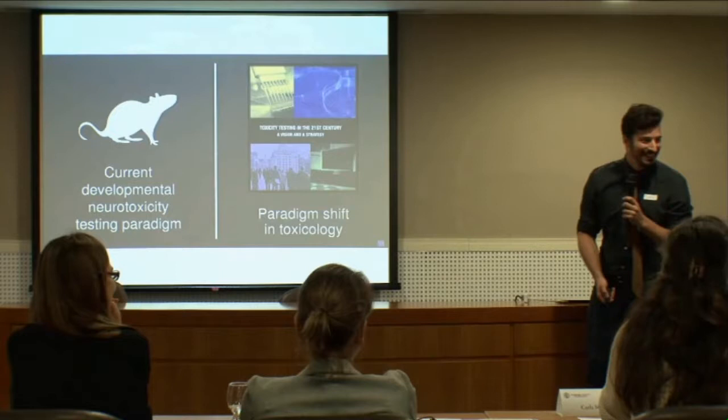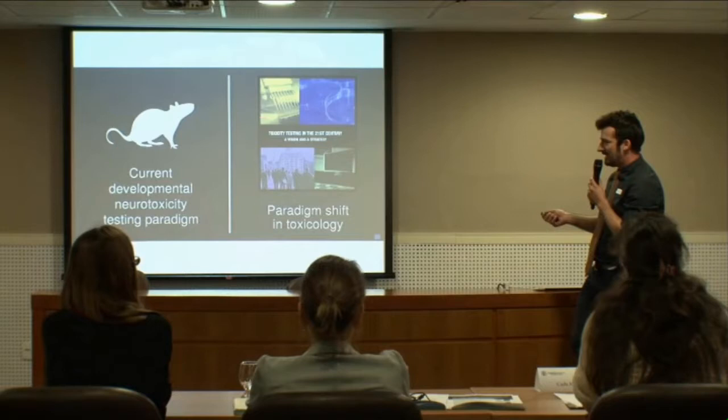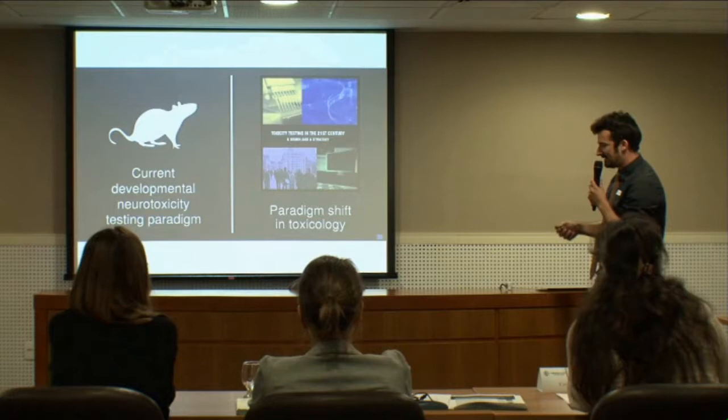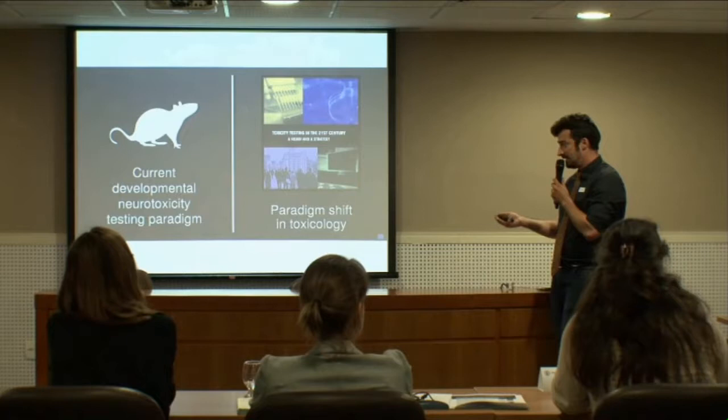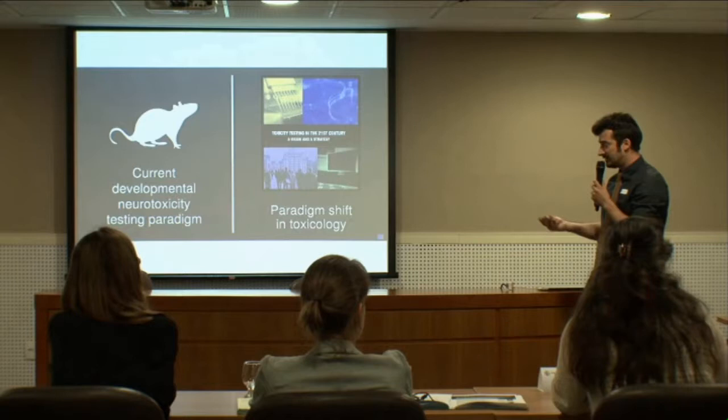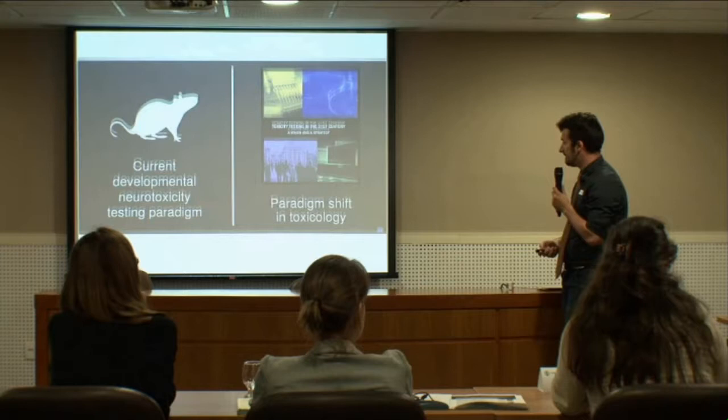This is actually a current paradigm shift, and we are trying to move from crazy studies in rats, with a lot of rats, money and time, to more efficient tests more directly relevant to humans. What we are trying to develop in my center, the Center for Alternatives to Animal Testing, is methods that can predict developmental neurotoxicity or neurotoxicity. I'm going to talk about one example. This is the first chemical we were trying to use.